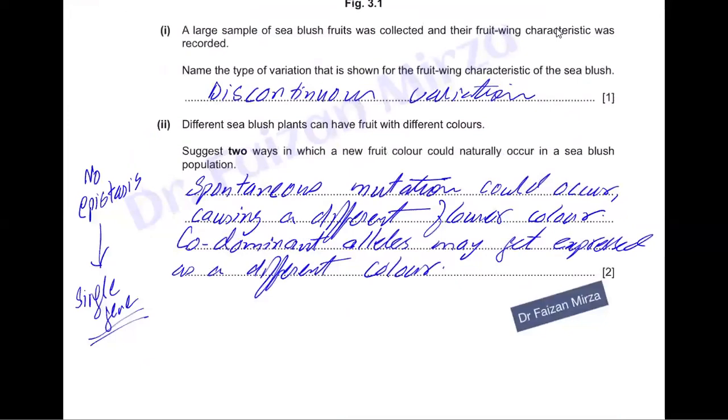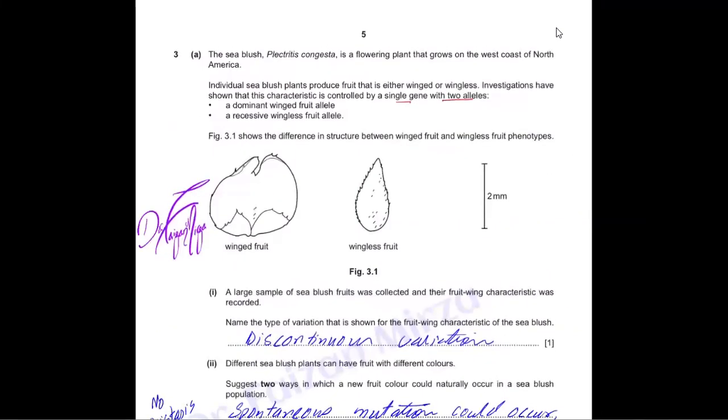So different sea blush plants can have different fruit colors. Different colors are possible. So there are two ways in which a new fruit color may naturally occur. So how can a different color occur naturally? We can recall color change is because of spontaneous mutation, because mutation can occur naturally, causing a different flower color to be produced. Codominant alleles can be there, they can get expressed as different colors. We can't include epistasis here because the example is of a single gene. They have told us that this is a single gene with two alleles, so epistasis cannot be included here.